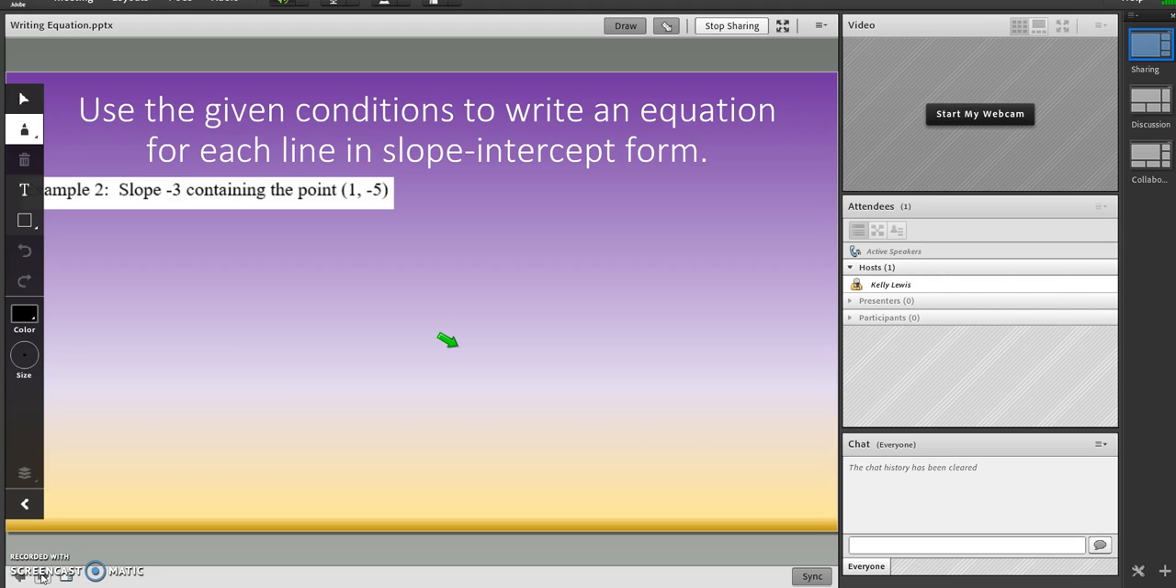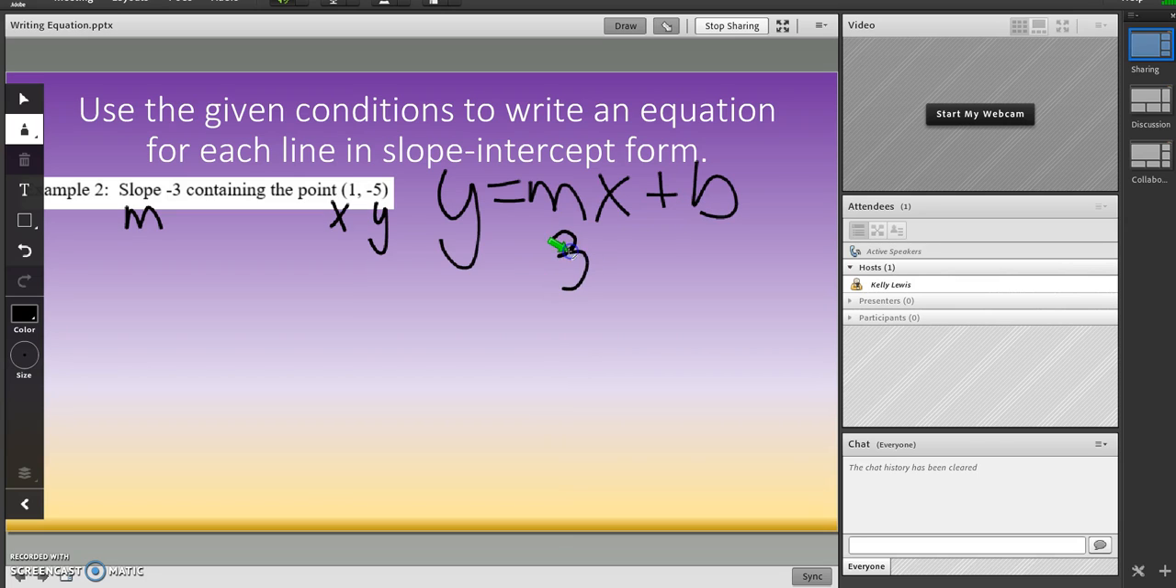Now we have a point. So slope is m. The 1 is an x and the negative 5 is a y. And so we have y equals mx plus b. So where m is, I'm going to put a negative 3. Where x is, I'm going to put a 1. We don't know b. And where y is, I'm going to put a negative 5. Because the whole point is I need to find out what b is, and then substitute it back.